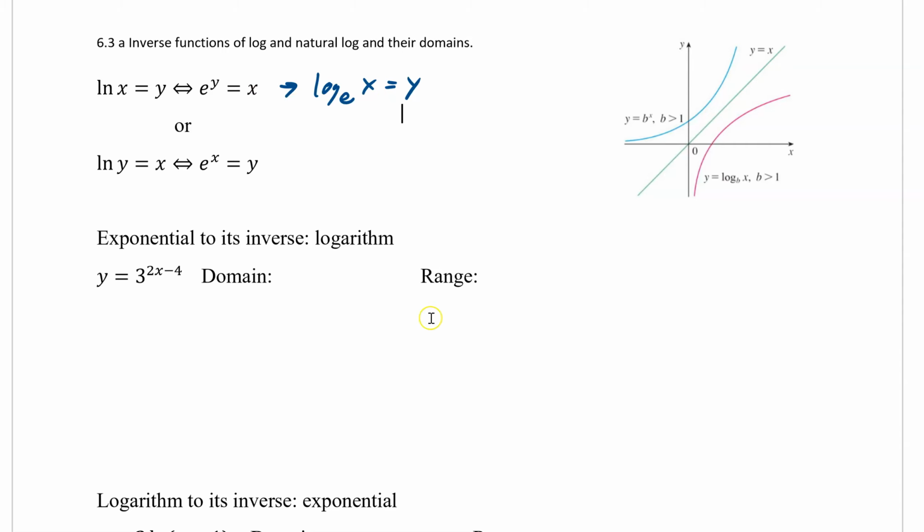So x is our result. And it would work the same way here. This is log base e of y equals x. So it depends on where your variable would be. But they're inverses of each other, and so that's what we want to find.